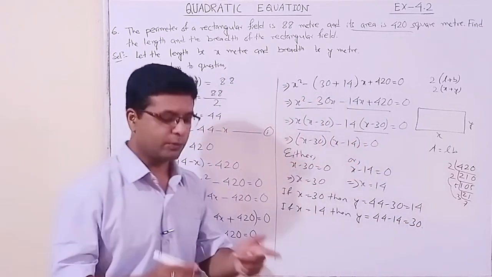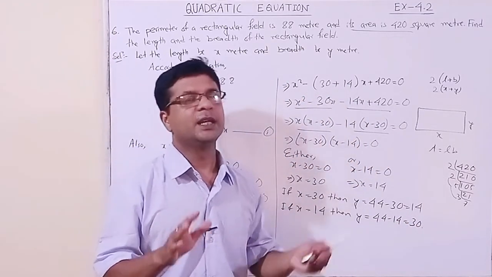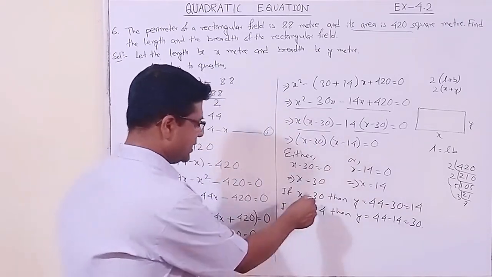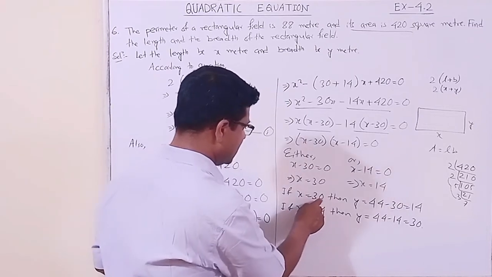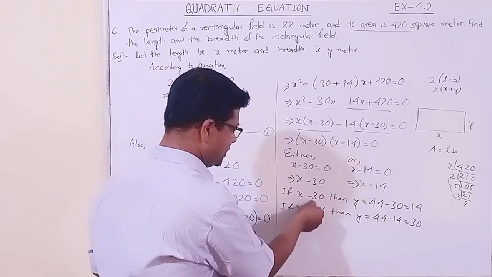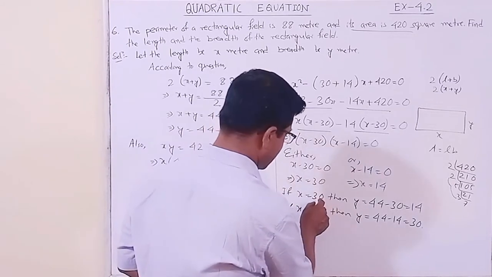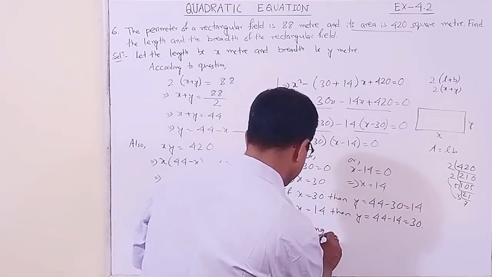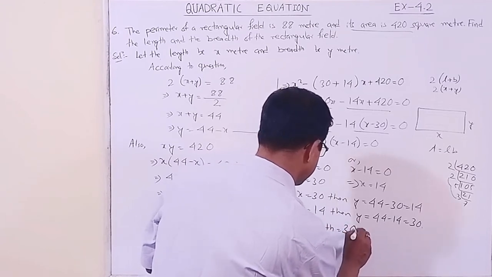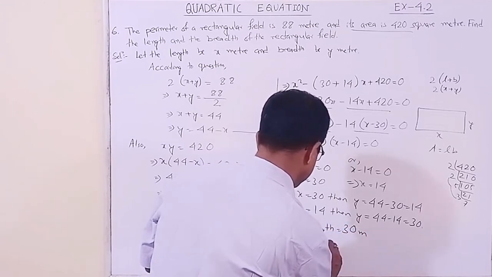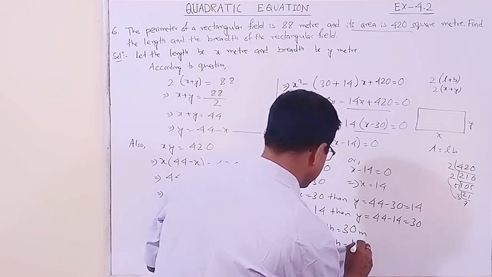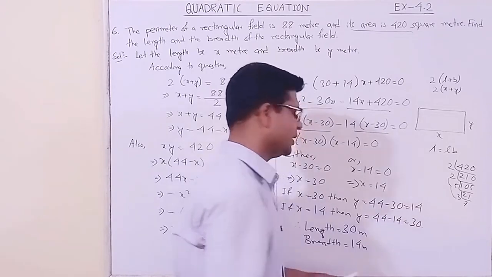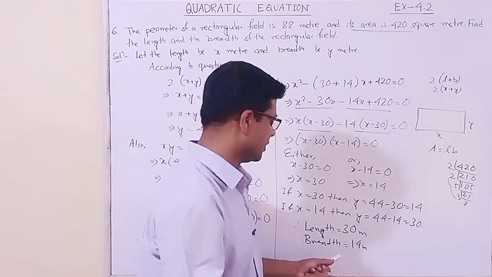But my dear students, generally we assume like this. This is a general idea: length is always bigger than the breadth. So we shall consider that this is length, because between these two, 30 is greater. If length is 30, breadth will be 14. Therefore, length equal to 30 meter, breadth equal to 14 meter. But if you write length equal to 14 meter, breadth equal to 30 meter, that is also correct. There is nothing wrong here.